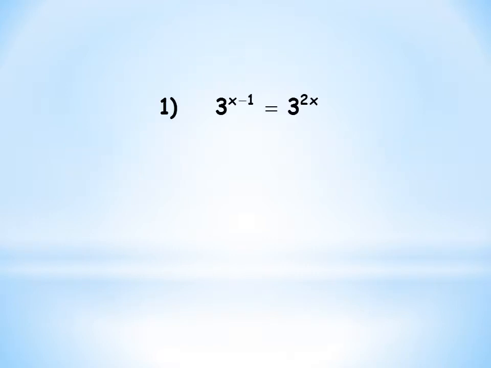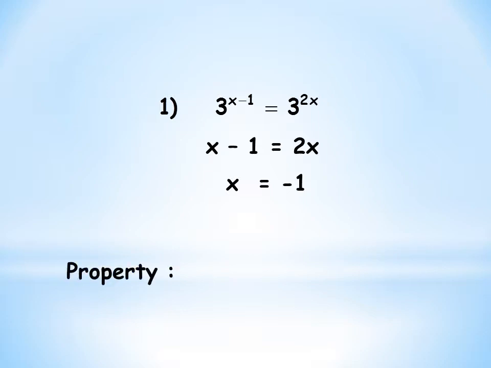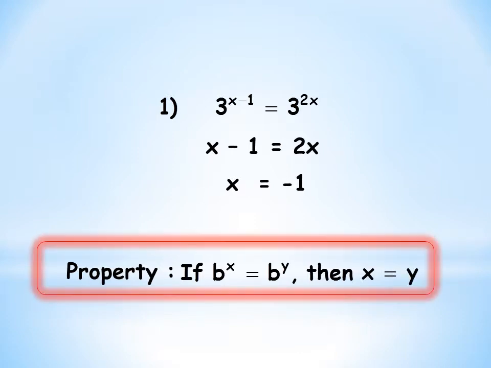If I have 3 raised to the x minus 1 equals 3 to the 2x, in order for these to be able to be equal to each other, the exponents must also be equal. So I can simply say x minus 1 equals 2x and solve from there. So if b to the x equals b to the y, then x has to equal y. All right, we can use that property to solve these equations.